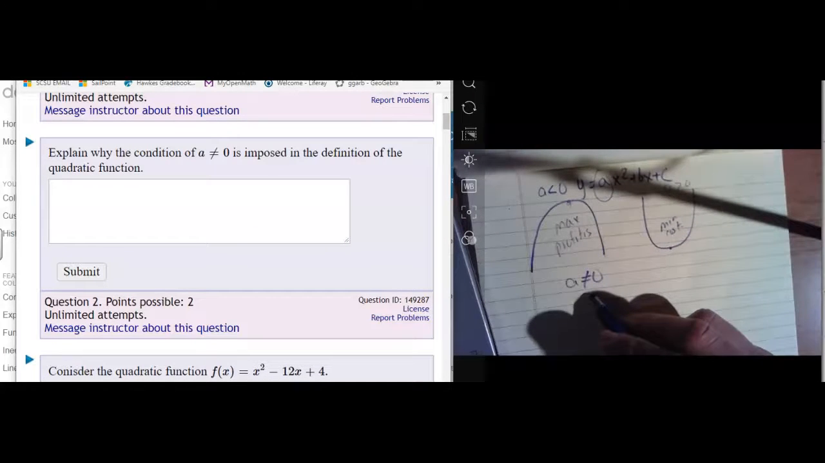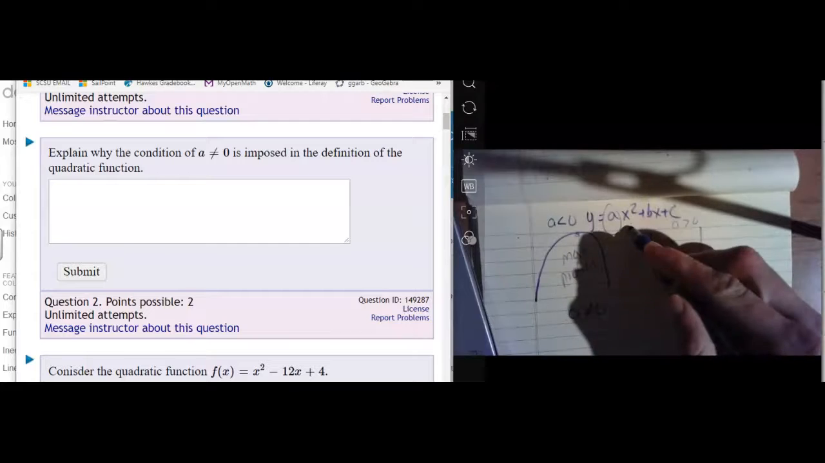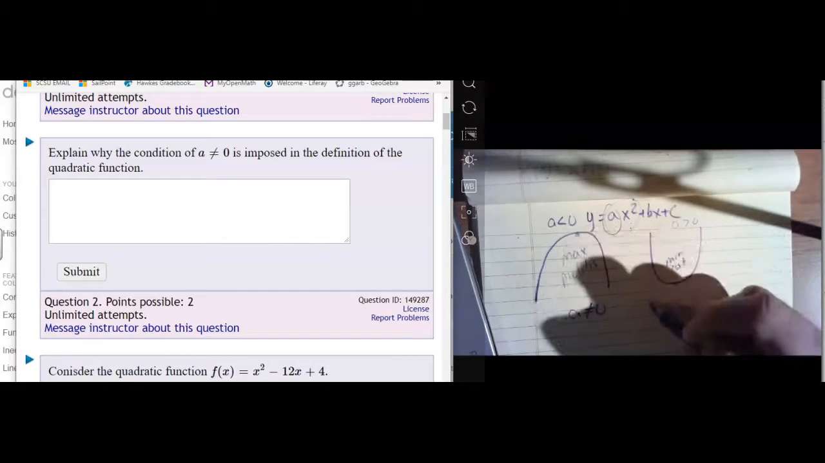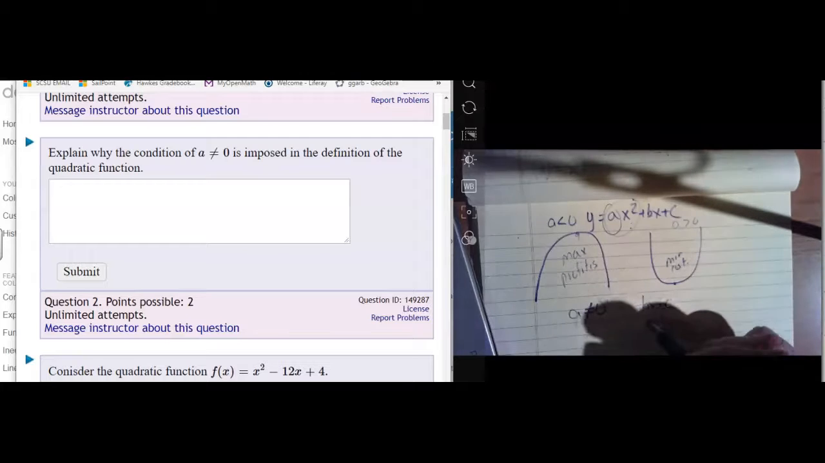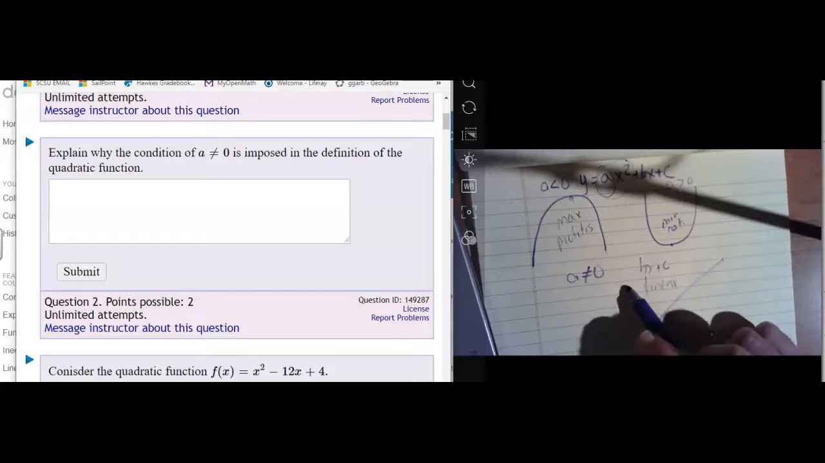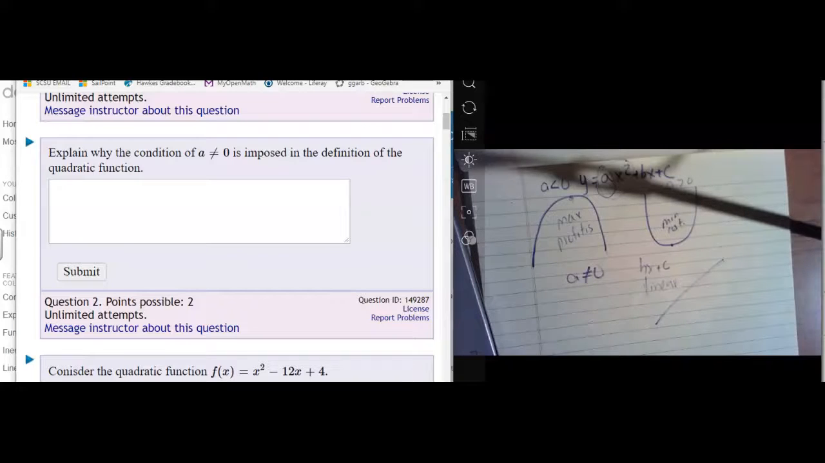Now they say, well, why can a not equal 0? Well, if a is equal to 0, this whole x squared term goes away, and then you just have bx plus c, so that's a line, right? So that's linear. So that's why a cannot equal 0.